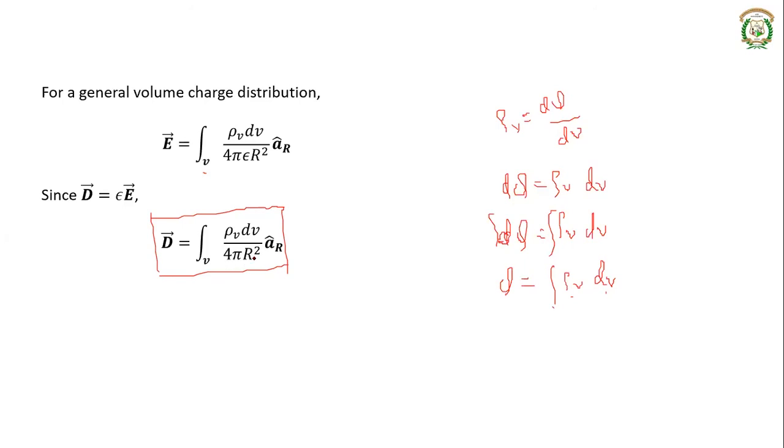What you observe is it is not dependent on the permittivity of the medium. That means it is not dependent on the medium. It is not dependent on which medium you are finding the electric flux density in.